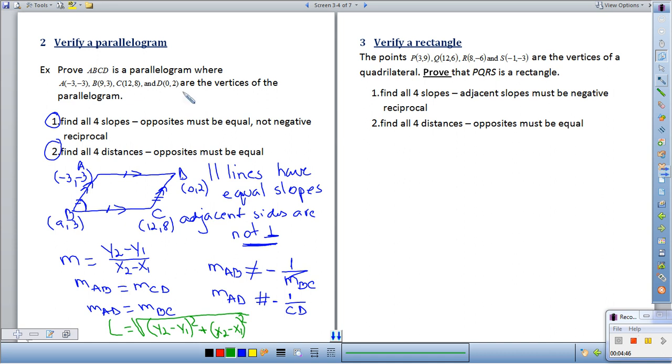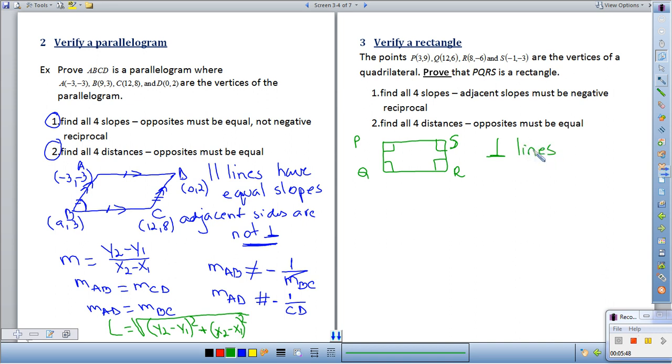Now let's take a look at verifying a rectangle. We have a quadrilateral PQRS that we have to prove is a rectangle. So I have P, Q, R, and S. Now, as we went through the parallelogram's features, I want you to do the same for a rectangle. In a rectangle, all the angles are 90 degrees. And as soon as I see a 90-degree angle, I have to think about perpendicular lines.